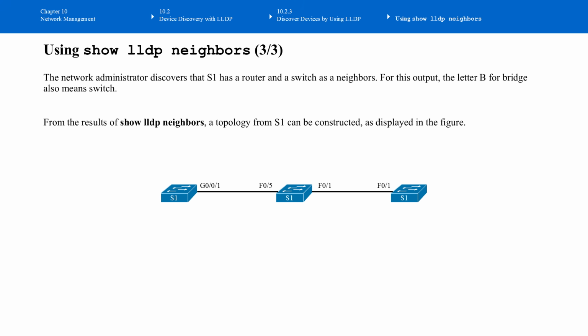The network administrator discovers that S1 has a router and a switch as neighbors. For this output, the letter B for bridge also means switch. From the result of show lldp neighbors, a topology from S1 can be constructed, as shown in this figure.